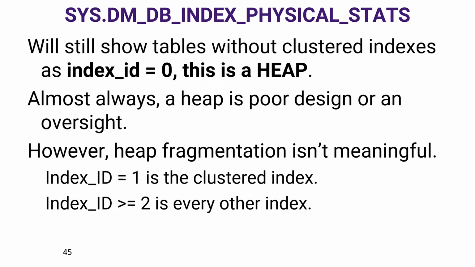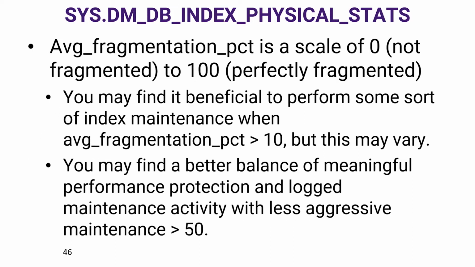We'll still show tables without clustered indexes in this DMV as index ID equals 0. Well, this is a heap. And almost always, I would argue, and I can argue if you'd like, almost always a heap is poor design or an oversight. However, you will see index ID equals 1. That's the clustered index. And index ID 2 or greater, that is every other index. So if you see a lot of stuff with a heap, not only is this DMV not helping you because a heap doesn't really have a meaningful sense of fragmentation, but a heap is probably not going to perform that well when you try to read out of it.